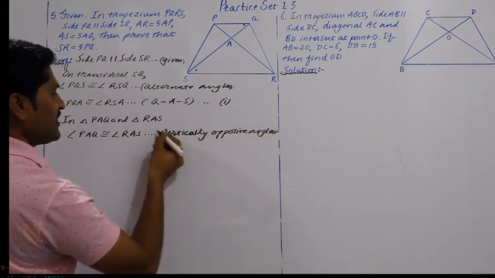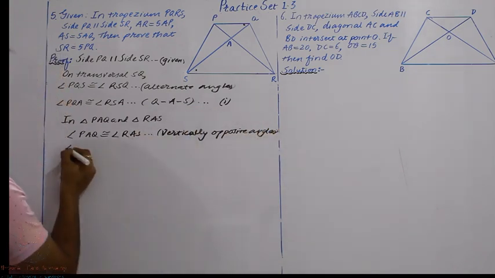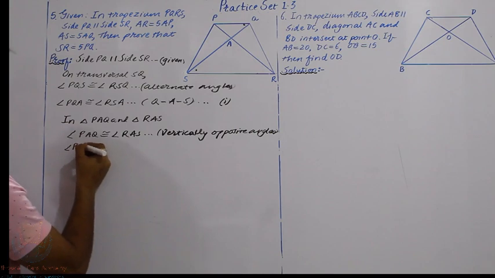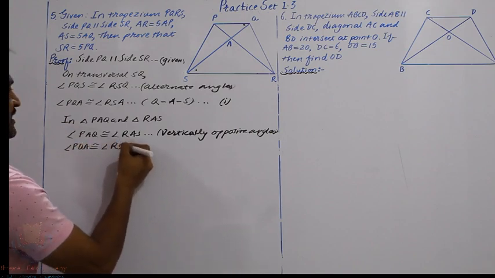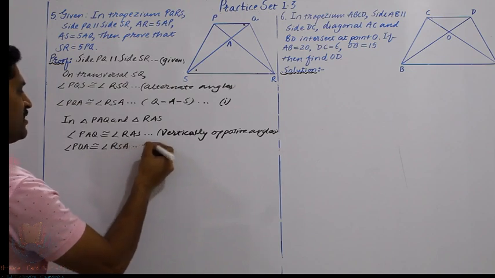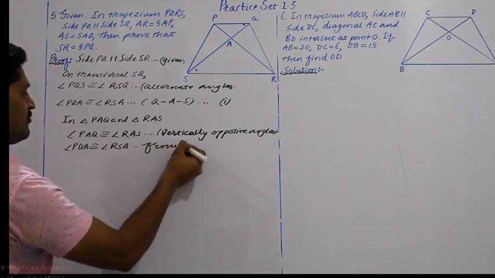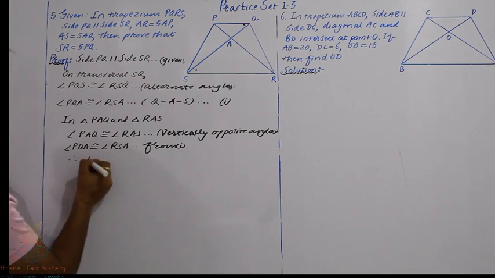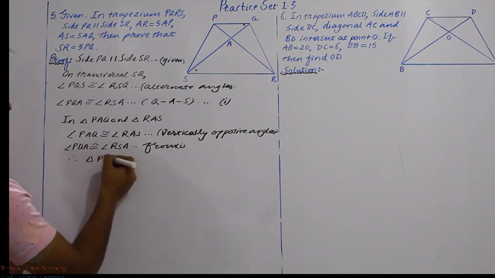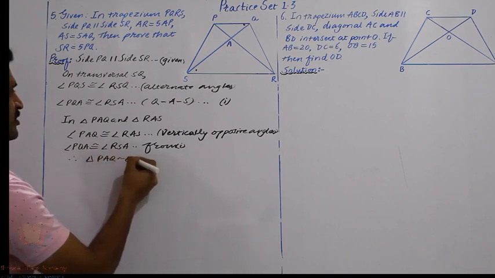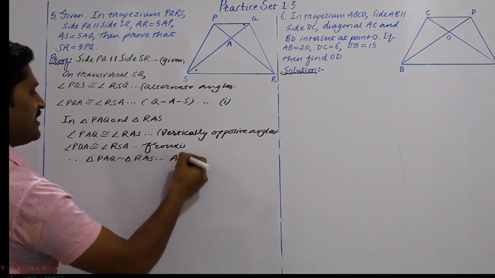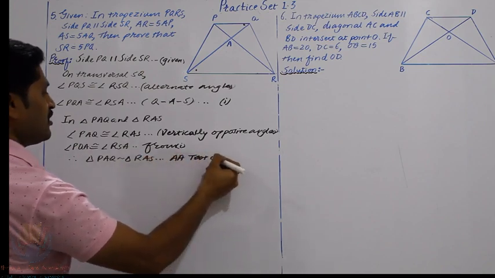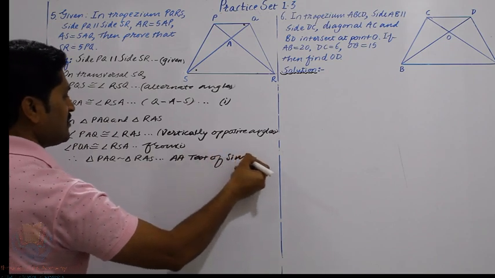And the second pair of angles will be from equation first. We will copy equation first. So this angle PQA is congruent to angle RSA, and this is from first. Therefore those two triangles became similar. So therefore triangle PAQ is similar to triangle RAS. So the reason is AA test of similarity.